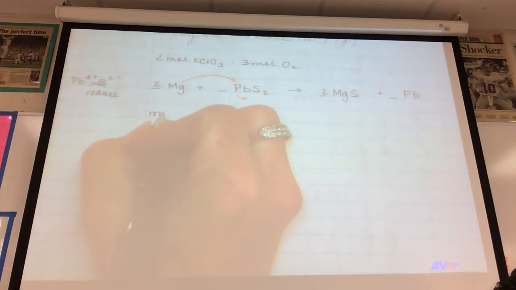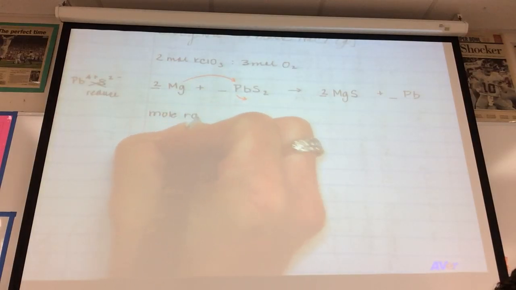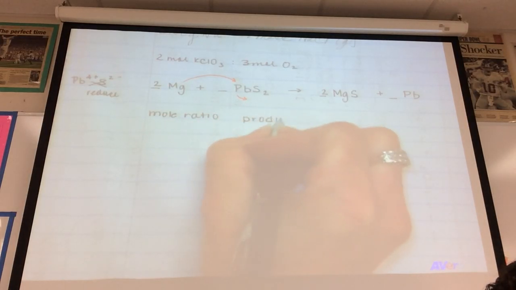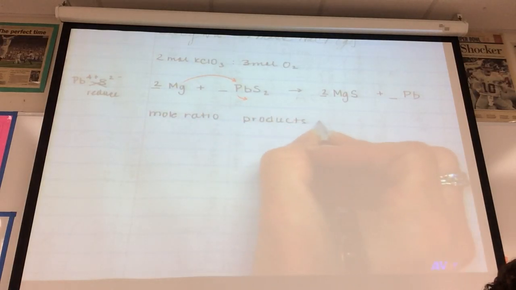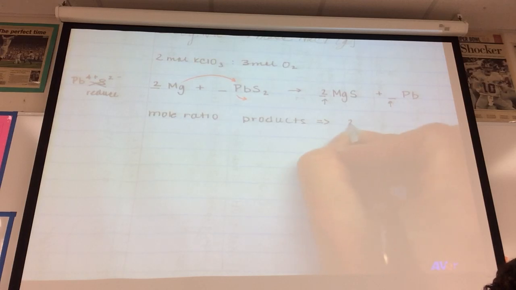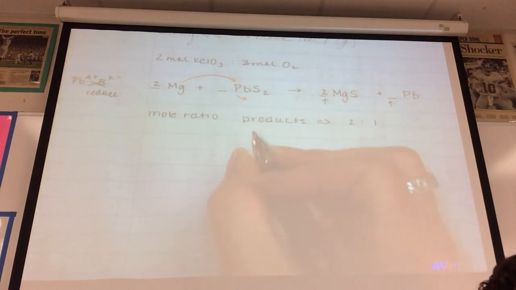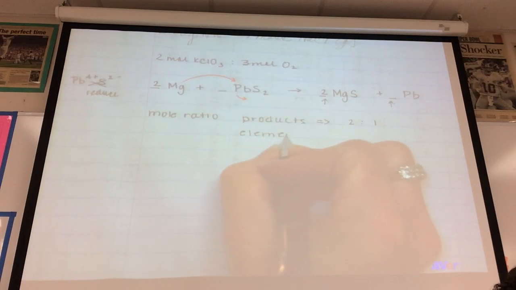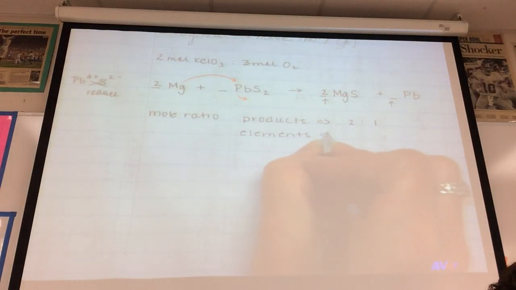First question is, what is the mole ratio of products? What's your mole ratio of products? 2 to 1. You look at the products, 2 to 1. What is the mole ratio of elements in the balanced equation? Element, element.